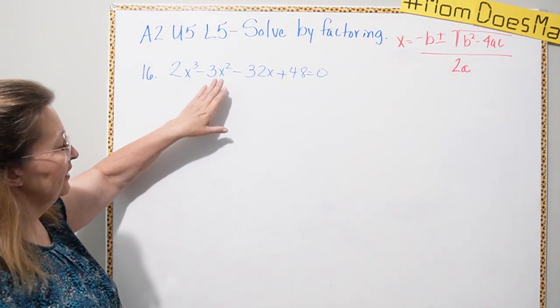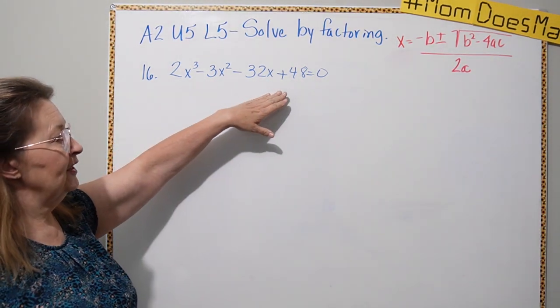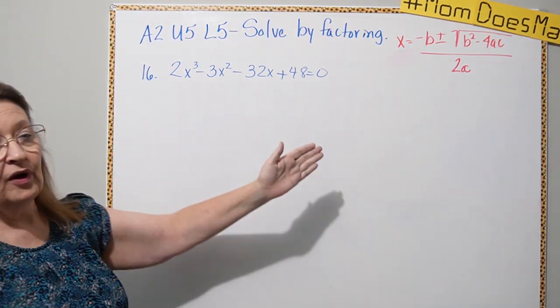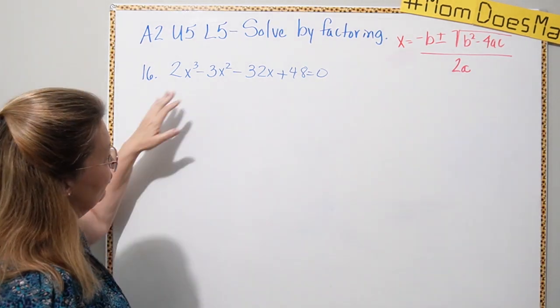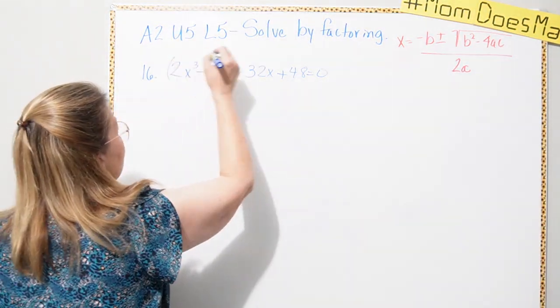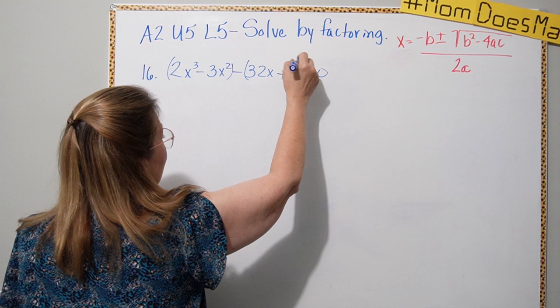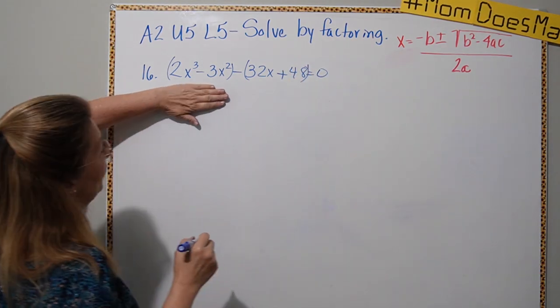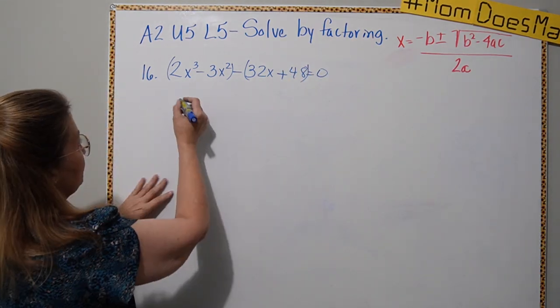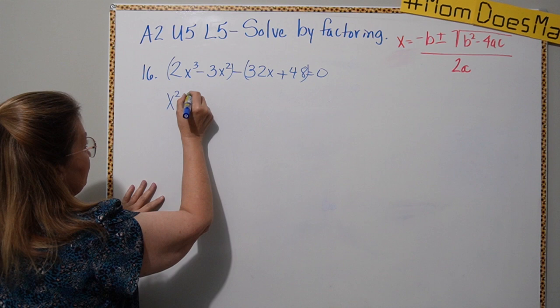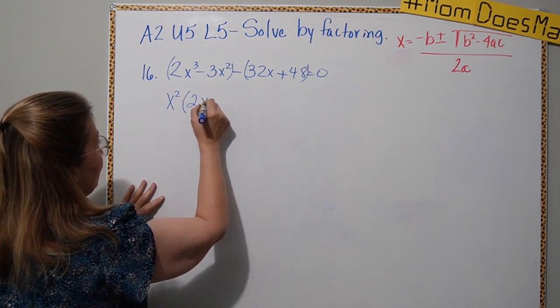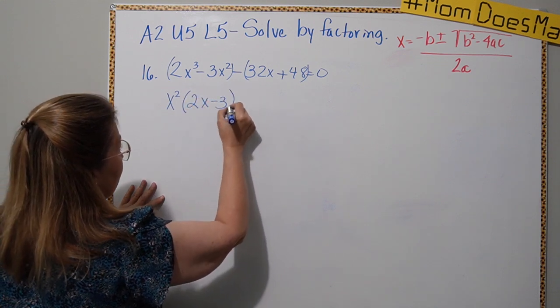Okay, let's see number 16. 2x to the third minus 3x squared minus 32x plus 48. No greatest common factor. So we have 4 terms. We're going to need to factor by grouping. All right, the greatest common factor between these two is just going to be the x squared. So when I factor that out, I get 2x minus 3.